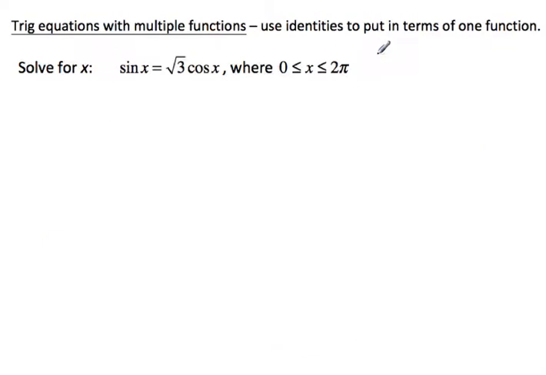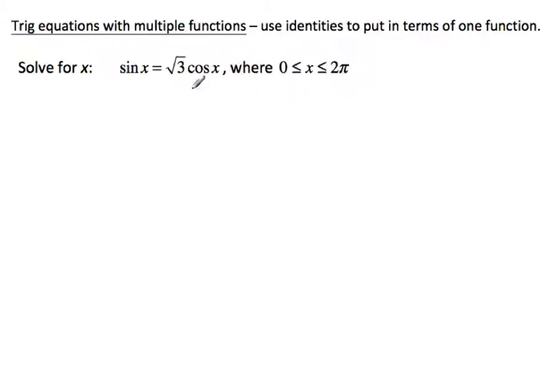The next type of more complex trig equation that we'll look at are trig equations with multiple functions. And here the key is to use identities to put the whole thing in terms of one function. As an example, we could be given sin x = √3 cos x, where x is once again between 0 and 2π inclusive. So once again, we're working in radians.